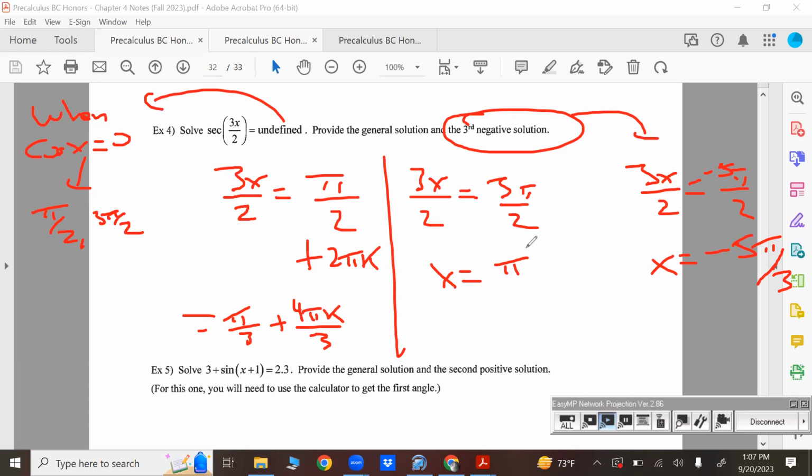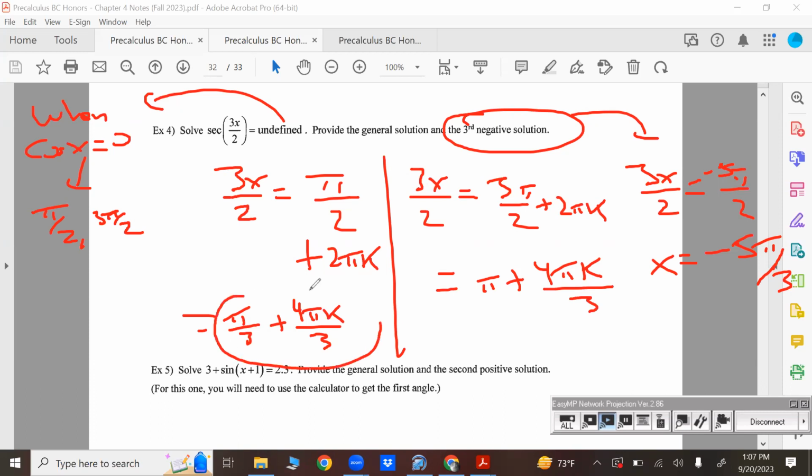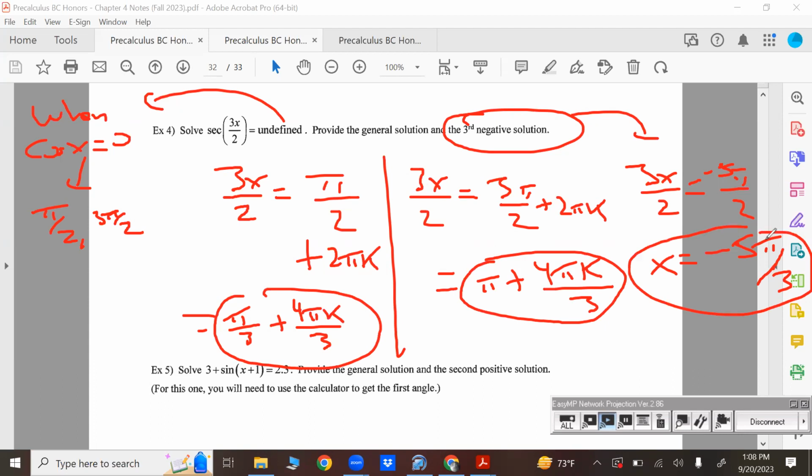Or in this case, right here, plus 2 pi k, right? Oh, yeah. So if I multiply by 3/2 here, I get pi plus 4 pi k over 3. So those are your general solutions. And that's your third negative solution. There we go.